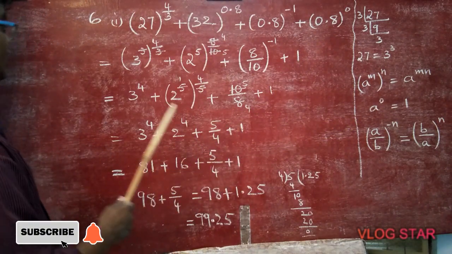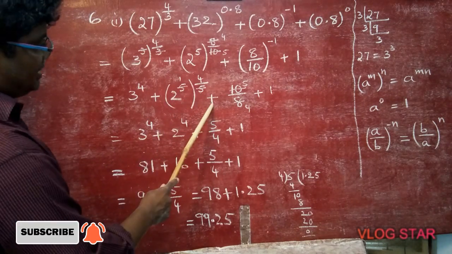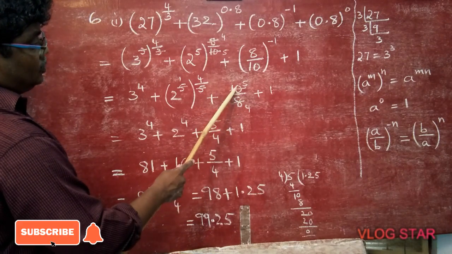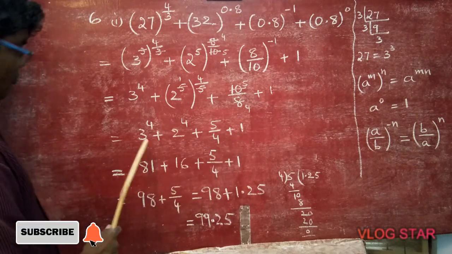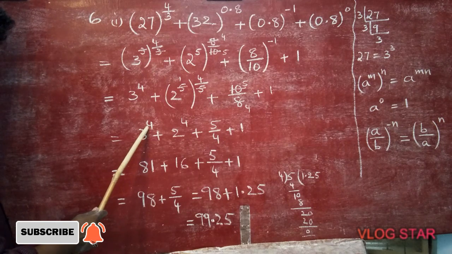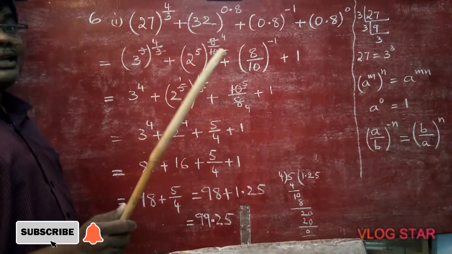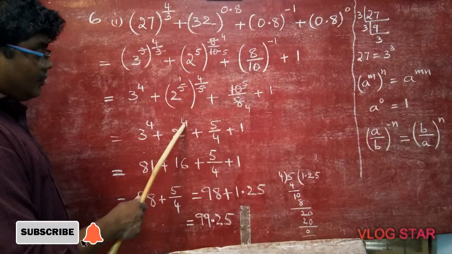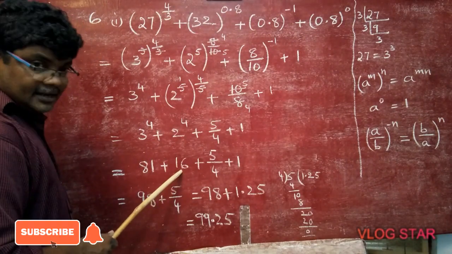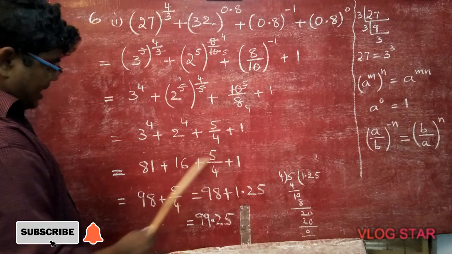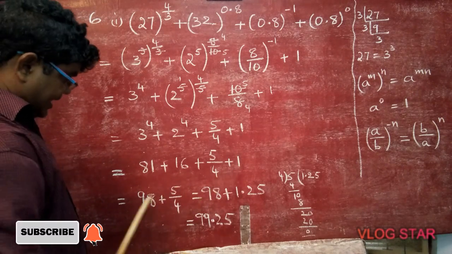Plus 1 you write. Now 3 to the power of 4, plus 5 goes in 5 one time. 2 to the power of 4, plus 2 table is common. 2 goes 5 times, 2 goes 4 times. 5 by 4 plus 1. This 1. What is the meaning of 3 to the power of 4? 3 into 3 into 3 into 3. 3 3 is 9, 9 3 is 27, 27 3 is 81. 2 to the power of 4 means 2 into 2 into 2 into 2. 2 2 is 4, 4 2 is 8, 8 2 is 16. Plus 5 by 4 plus 1. Add 81 plus 16, 97 plus 1, 98.